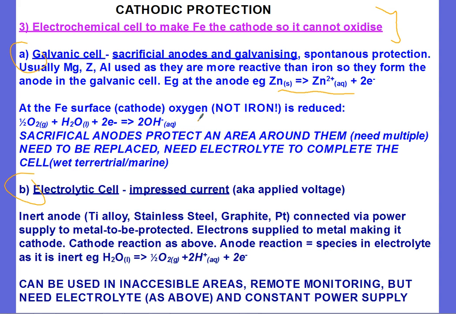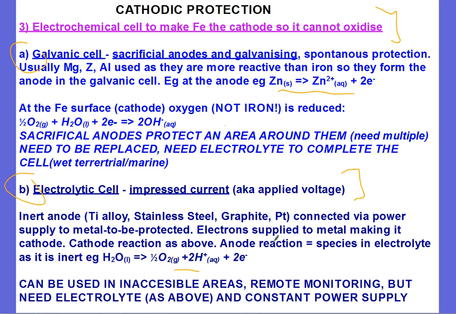Electrolytic cells, sometimes called impressed current or applied voltage, that's where you have an inert anode connected via a power supply to the hull or the metal you want to be protected. Electrons are supplied to that metal being protected, making it the cathode, and the cathode reaction is just as above here. Say oxygen or water will be reduced at the cathode, and the anode reaction, this is why it can be considered slightly better than sacrificial anodes. Because we've chosen an inert anode, it won't oxidize away. It will last pretty much forever, and some other species will be oxidized. But the whole time, the iron, for example, is being protected from corrosion by cathodic protection.